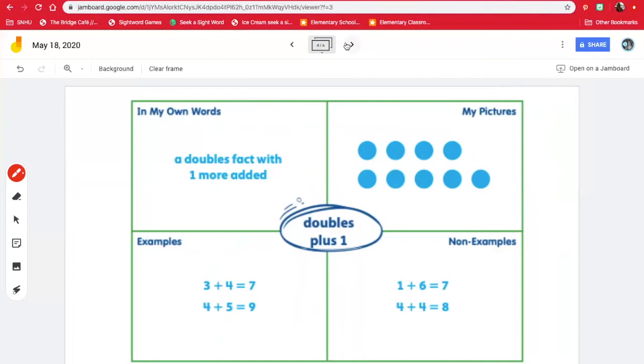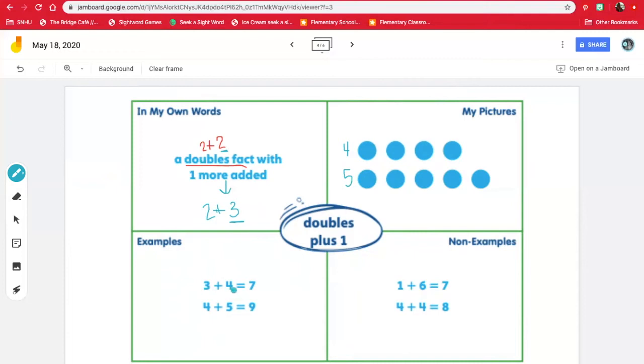So we have doubles plus 1. So in my own words, we have a doubles fact, like 2 plus 2, with 1 more added. So if we had 2 plus 2 as our doubles fact, oh, hold on. Let's try that plus sign again. So 2 plus 2, we would need to add 1 more to this addend to make it 2 plus 3. Notice how I added 1 more to the 3. Doubles plus 1. We have 4 here, and 1 more than 4 is 5.